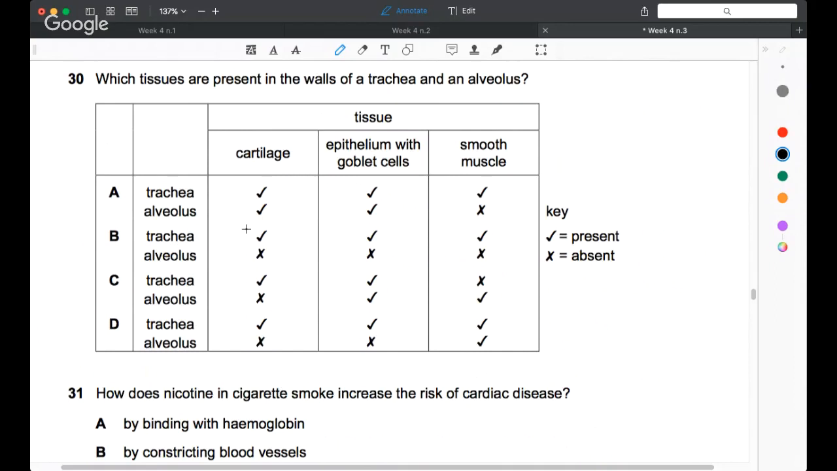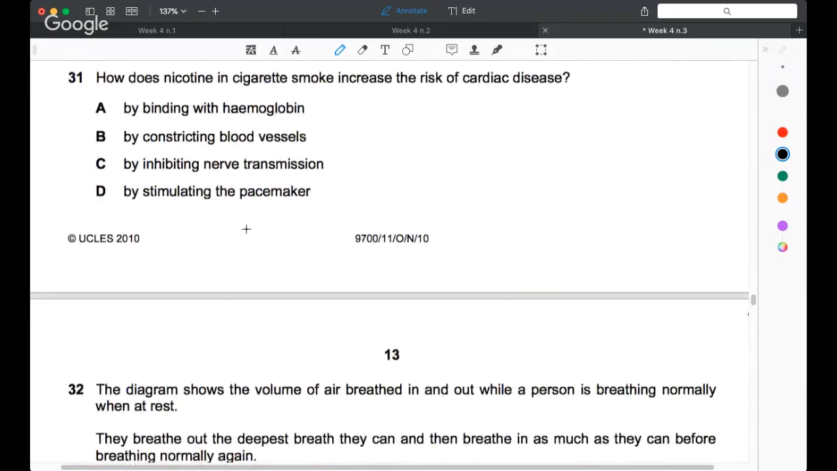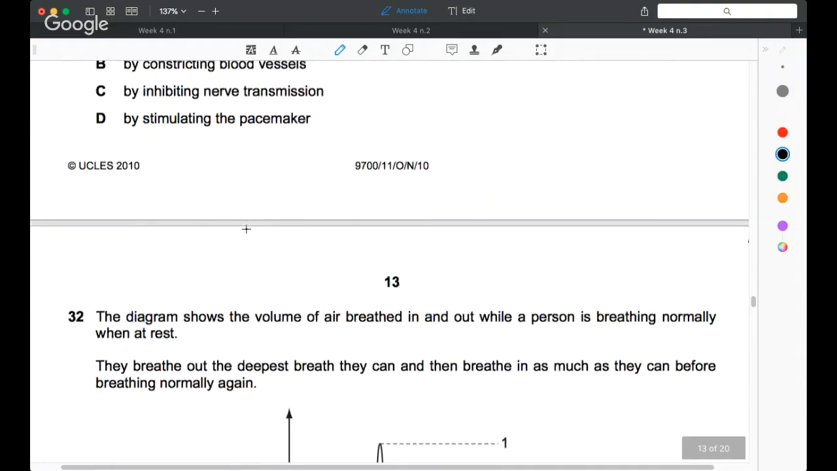Okay, talk me through this. Alveoli have elastic fibers, don't have cartilage, goblet cells, smooth muscle. Yeah, good. And what's the property that allows alveoli to contract and relax, if not smooth muscle? It's the elastic fibers. Yeah, good. B. Good.